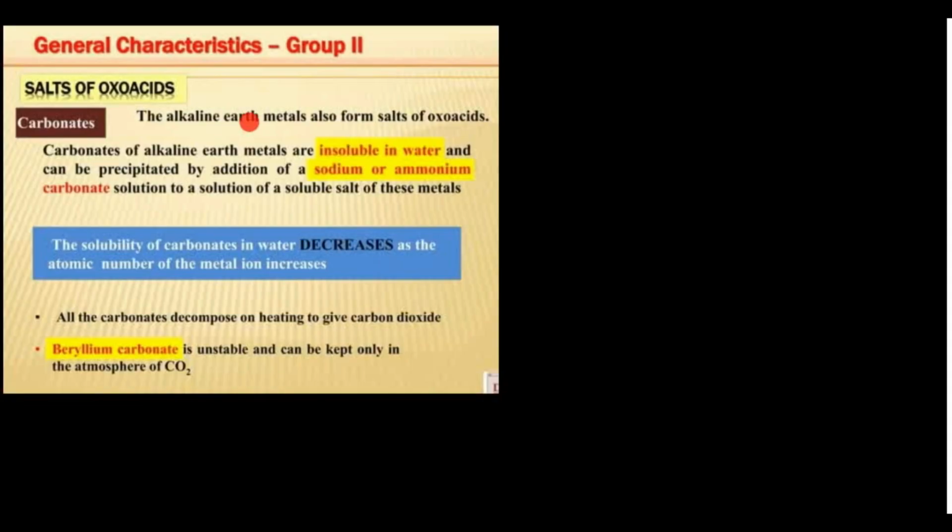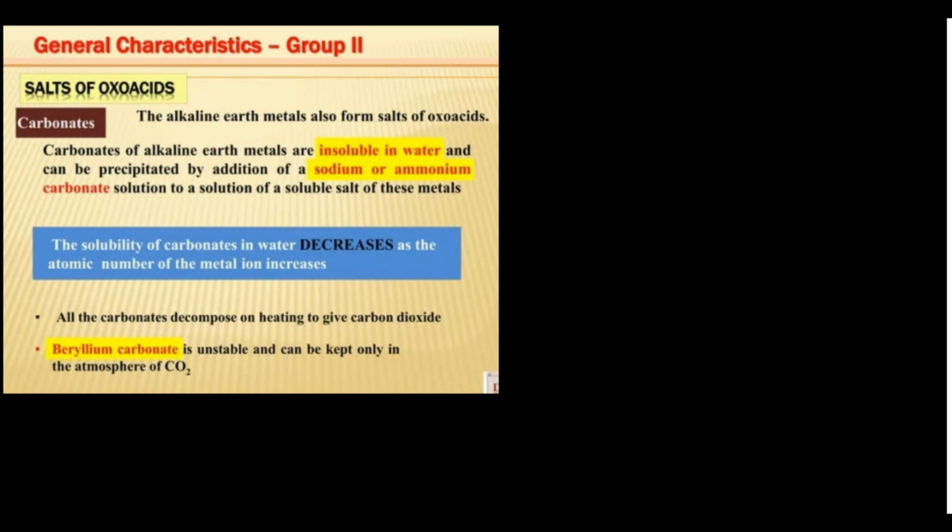Okay guys, the next important compounds of alkaline earth metals are the salts of the oxo acids. That means the salts which contain oxygen atoms are known as the salts of the oxo acids, and the main examples of these oxo acids are the carbonates. These carbonates are very important when it comes to water hardness. In a little while I will also discuss the hardness of water. Alkaline earth metals also form the salts of the oxo acids, and carbonates of the alkaline earth metals are insoluble in water.